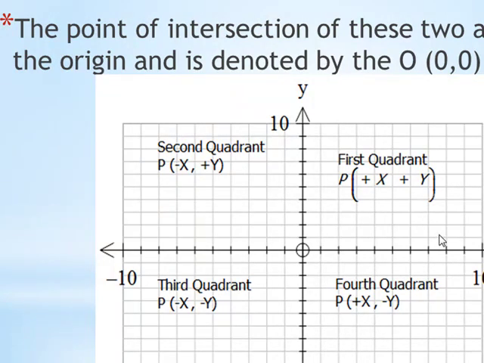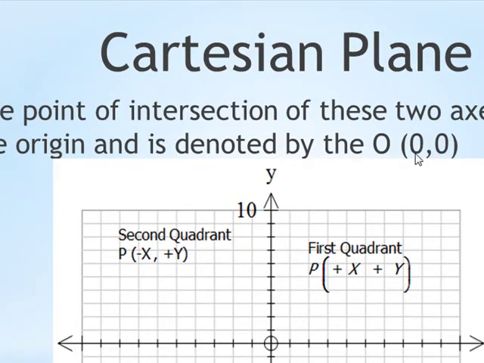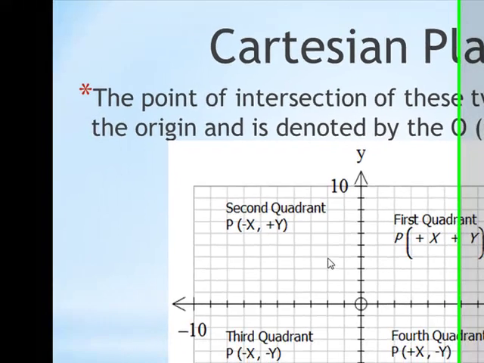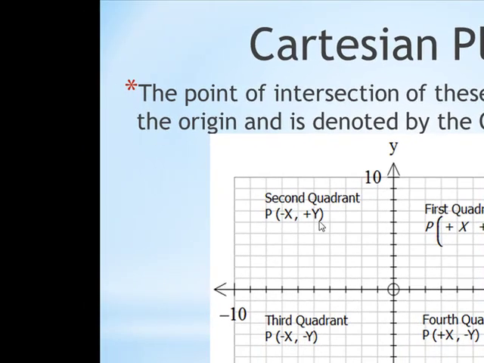Now notice what will happen here. If they give you a point, maybe (4, 5), this is positive and this is positive, then it falls here and it is quadrant 1. Here the first number is going to be negative and the second one positive. So let's say you get (-2, 4). That is going to be up here, so that's in quadrant 2.